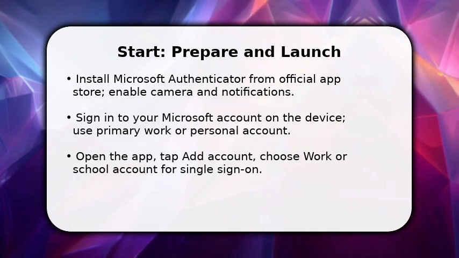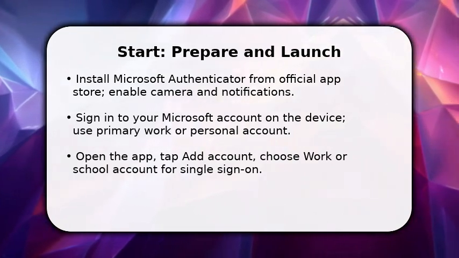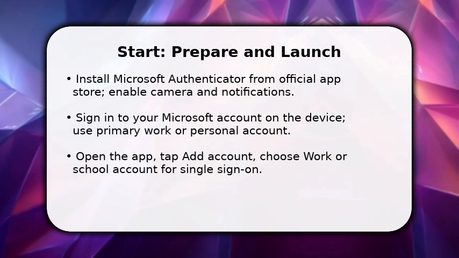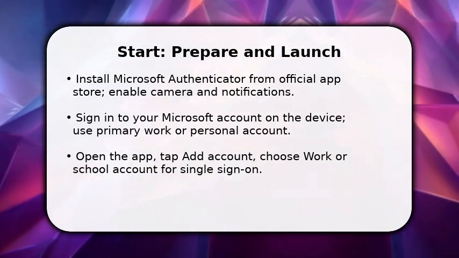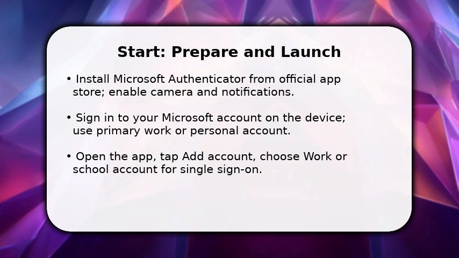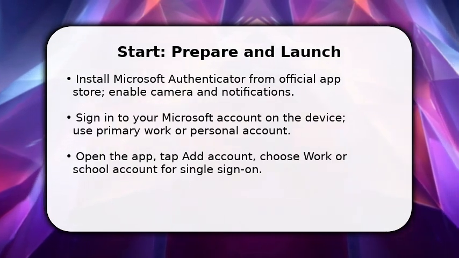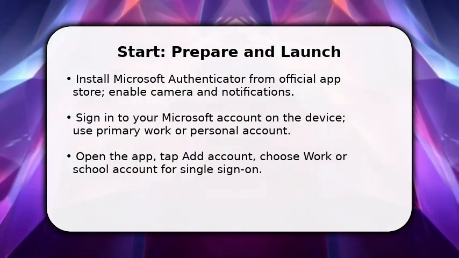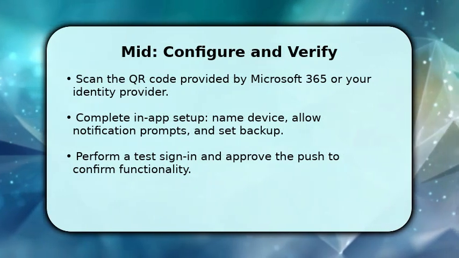Once done, open the app, tap Add Account, and choose Work or School Account to scan the portal QR or enter a setup code. Do this now to generate the first authentication credential that will be used for all subsequent sign-ins. You now handle the detailed configuration.